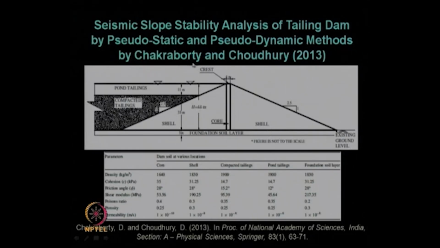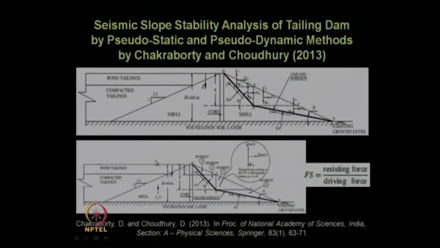This is available in the journal paper by Chakravarti and Chaudhary, 2013, this year, in the Proceedings of the National Academy of Sciences, India, Section A, Physical Sciences, a Springer journal. This is the volume number of the journal, and the page number. So, this is the cross section of the tailing dam and other input data of the parameters. This is the downstream side failure surface considered based on the phreatic line, etc., and the factor of safety can be calculated like this, as we know.